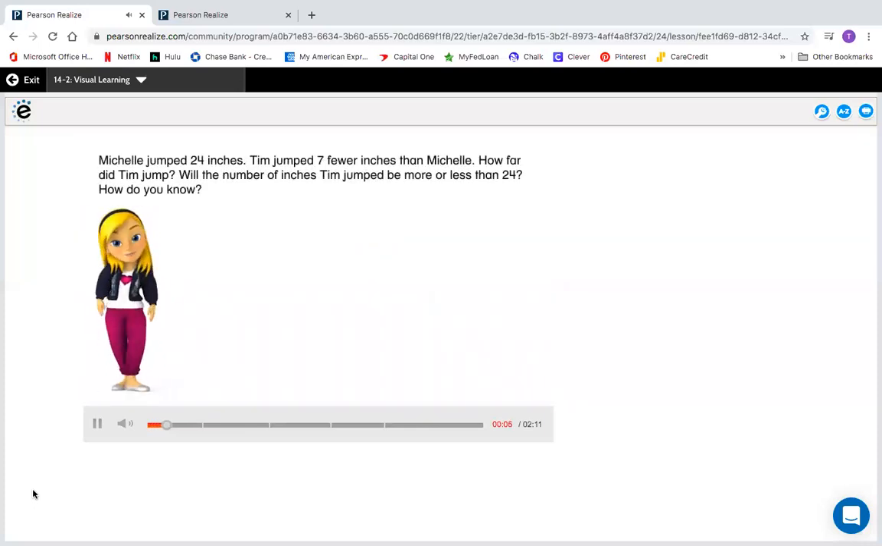Michelle jumped 24 inches. Tim jumped 7 fewer inches than Michelle. How far did Tim jump? Will the number of inches Tim jumped be more or less than 24?